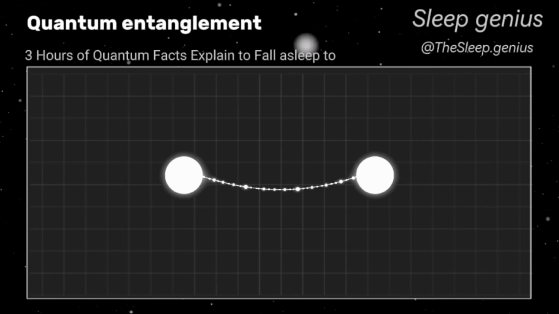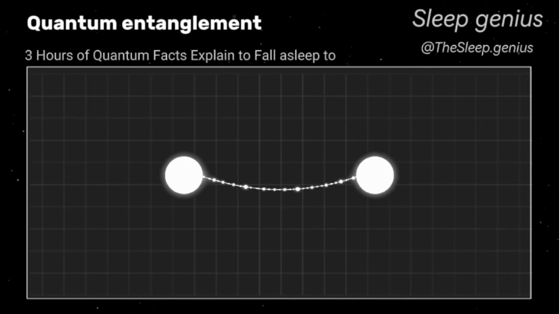Despite its groundbreaking potential, quantum entanglement is often misunderstood. One common misconception is that entangled particles communicate instantaneously, as if they send messages to each other across space. However, this interpretation is incorrect.